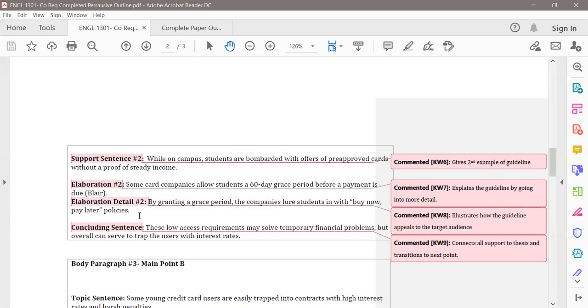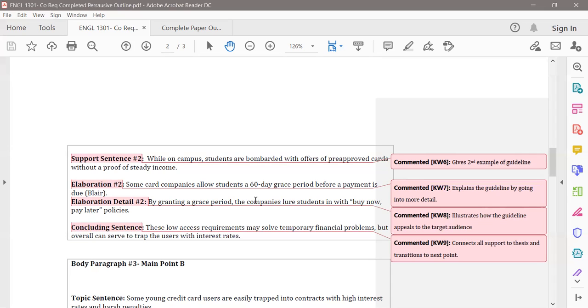Then in the elaboration detail, I'm going to further explain why that or illustrate how that grace period appeals to the target audience. And so I say when they give them that grace period, it lures them into the buy now, pay later topic. So, oh, I need this textbook right now. My financial aid has not come in. Let me hurry up and put this on this credit card, and then I'll just pay it off. I got 2 months to pay it off.